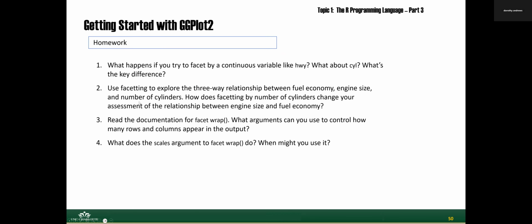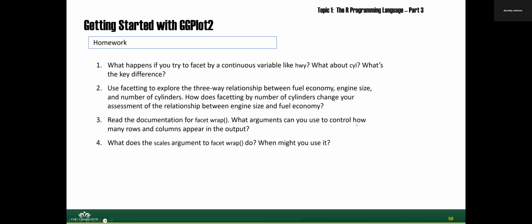So right off the bat, we have a homework problem. Here you're going to try to see what happens if you try to facet a continuous variable like highway. And then what about cylinder? And then what's the key difference here? Using facets, you want to explore the three-way relationship between fuel economy, engine size, and number of cylinders, and answer the question: how does faceting by number of cylinders change your assessment of the relationship between engine size and fuel economy? That should be telling you something that you can opine on, and basically it'll be your observations of the graph.